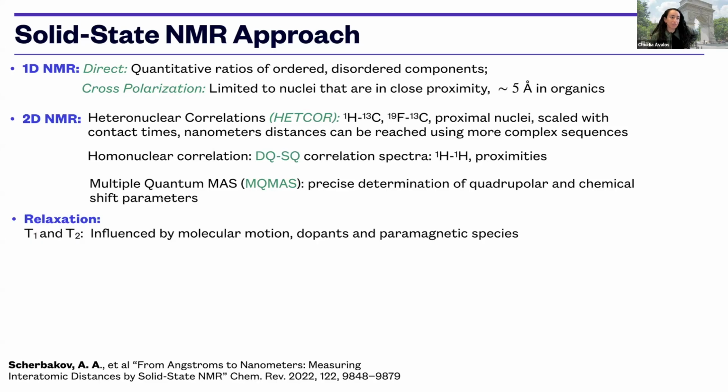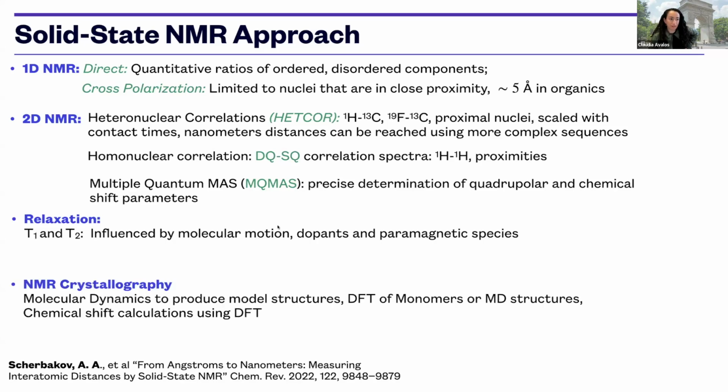In addition, relaxation is also a method that we use to study these kinds of materials. This is influenced by molecular motion, the dopants, and paramagnetic species in your system. Introducing any additional spin active components in your system can influence the relaxation. And in each of the cases that I'll be talking about today, NMR crystallography has also become somewhat critical in a lot of the papers that are out there today on organic semiconductors.